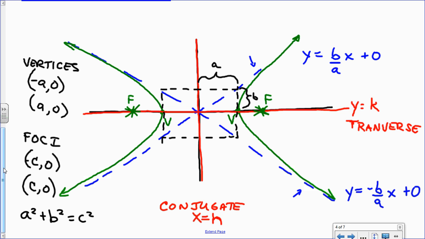So we'll practice just graphing a few central hyperbolas where our center is just 0, 0 first before we do ones that have a different center.